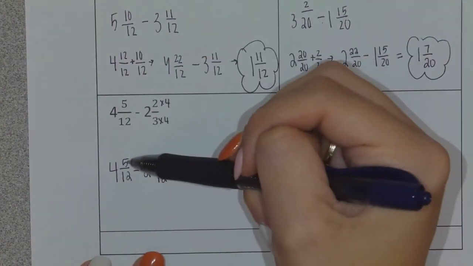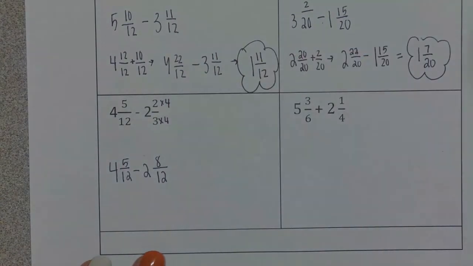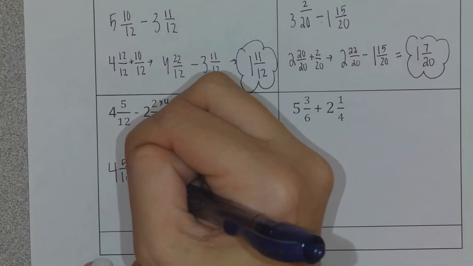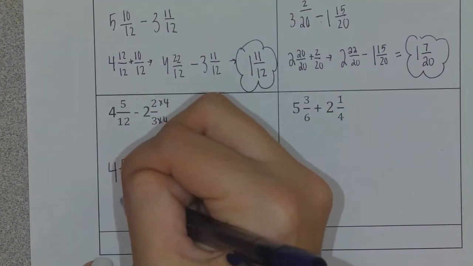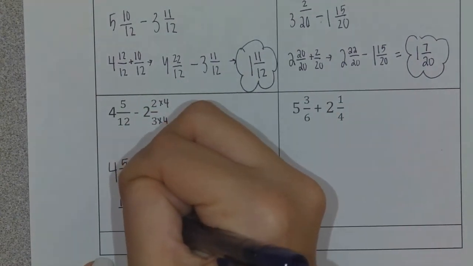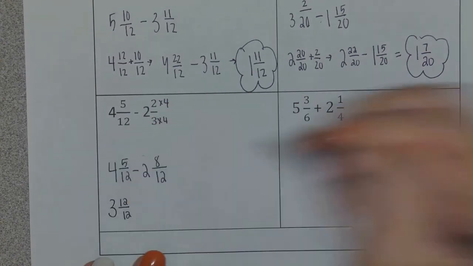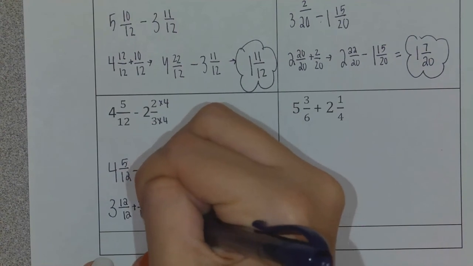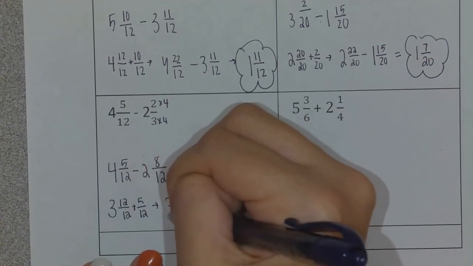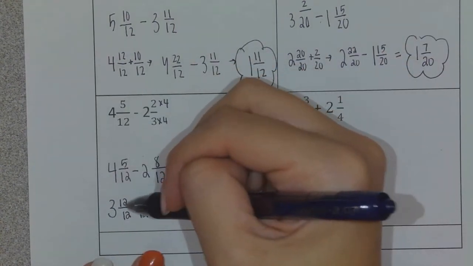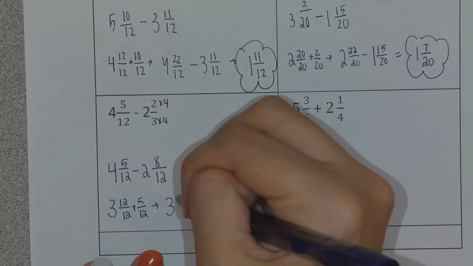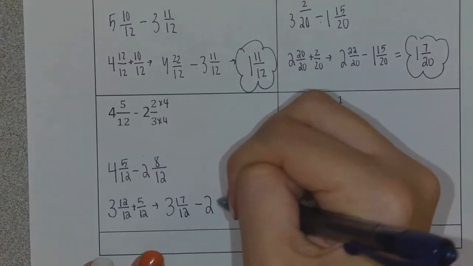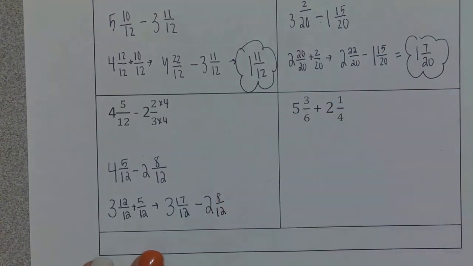So again, right now I cannot do 5 minus 8. So I'm going to borrow. I'm going to take one whole fractional amount from the number 4. So since my denominator is 12, that would be 12 over 12. My 4 is going to decrease to the number 3. And then I have to add the 5/12 to it. So this currently looks like 3 and 12 plus 5 would give me 17/12. And then I'm going to subtract my 2 and 8/12.